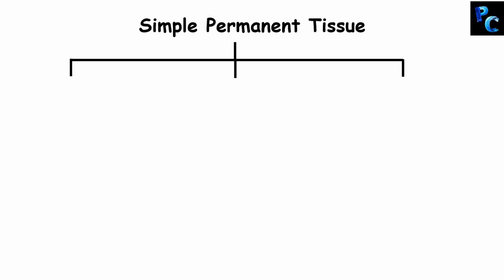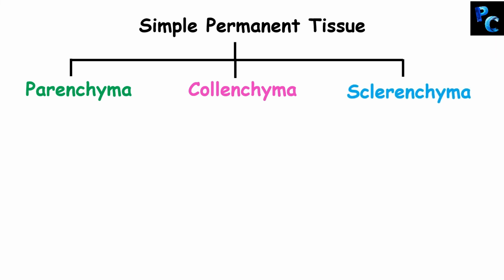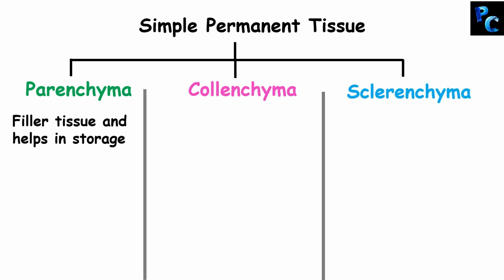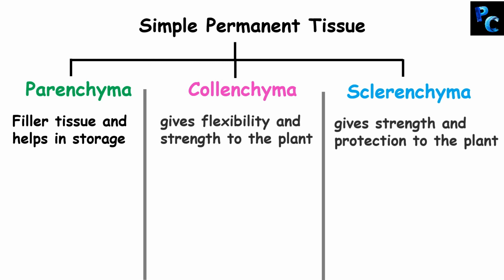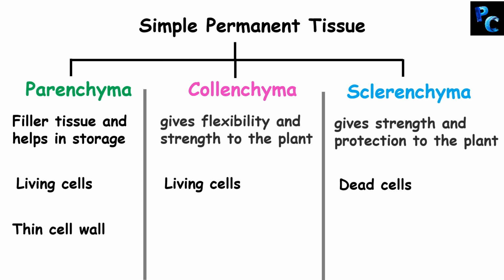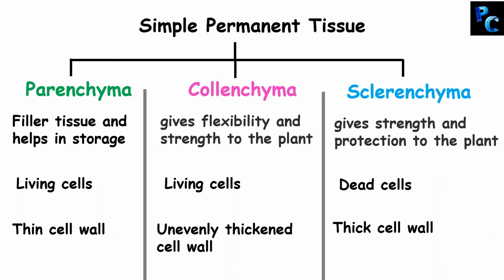So today we have learnt about simple permanent tissue. Simple permanent tissue can be of three types: parenchyma, collenchyma and sclerenchyma. Parenchyma mainly works as filler tissue and helps in storage. Collenchyma gives flexibility and strength to the plant. Sclerenchyma gives strength and protection to the plant. Parenchyma and collenchyma are made of living cells, while sclerenchyma is made up of dead cells. Parenchyma has thin cell wall, collenchyma has unevenly thickened cell wall, and sclerenchyma has very thick cell wall. So this is the basic difference between the three simple permanent tissues.